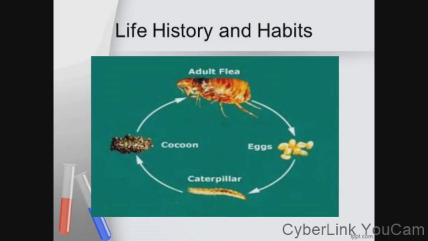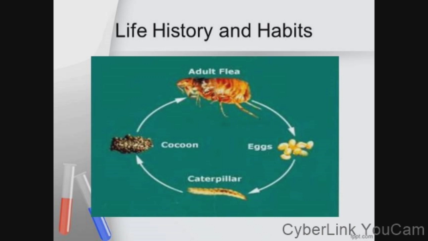Next, their life history and habits. During their life cycle, fleas pass through a complete metamorphosis from egg to larva to pupa to adult, like a butterfly. The eggs are large, smooth, oval, and translucent. In 2 to 10 days, the eggs hatch into eyeless, legless, active larvae. The heads are strongly sclerotized.